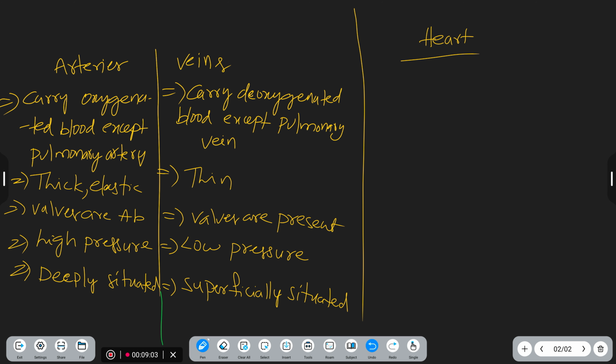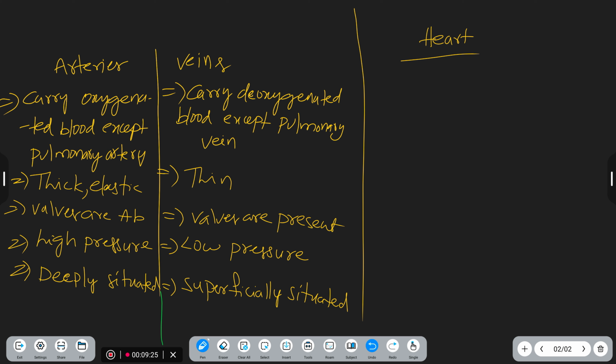Okay, and it's surrounded by the layer called pericardium and composed of cardiac muscles. Understood? So now it has how many chambers? How many chambered heart? Four chamber. So earlier, just listen about that.